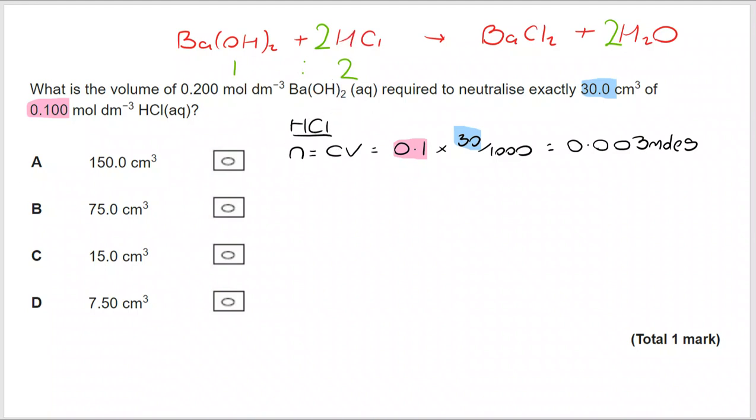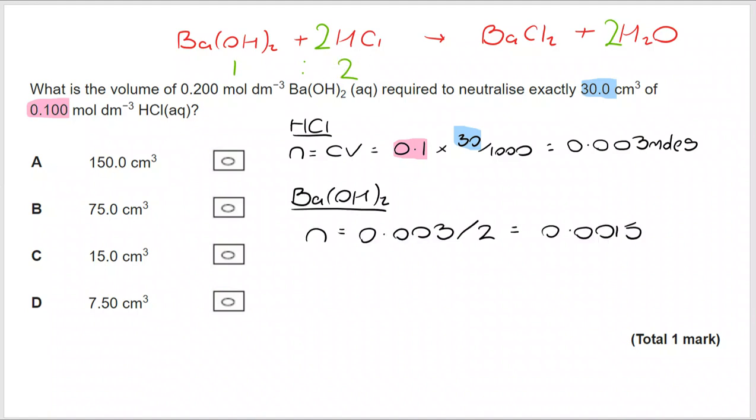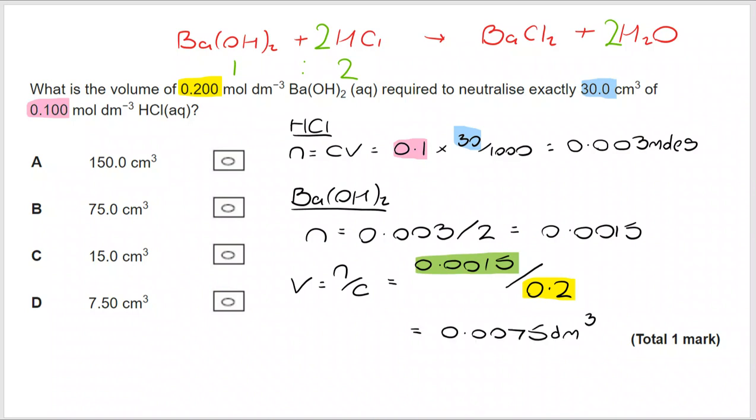Now, if that's the case and I've got 0.003 moles of HCl reacting, I will need half the amount of barium hydroxide. So that's 0.0015. Once I know the number of moles, I can divide that by the concentration that we know that barium hydroxide had. And that then means that we can work out our volume, which is 0.0075 dm cubed. I need to multiply that by 1,000 to get to cm cubed, 7.5 cm cubed, and the answer is D.